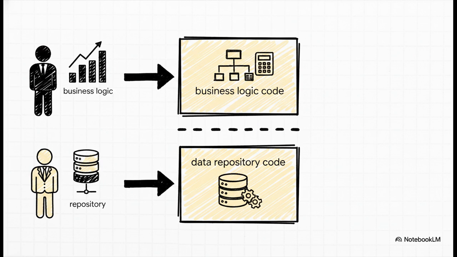So if the business team needs a new calculation, you only touch the business logic classes. If the infrastructure team wants to migrate to a new database, you only touch the repository classes. That separation, that is the absolute key to building software that is robust, maintainable, and just a joy to work on.